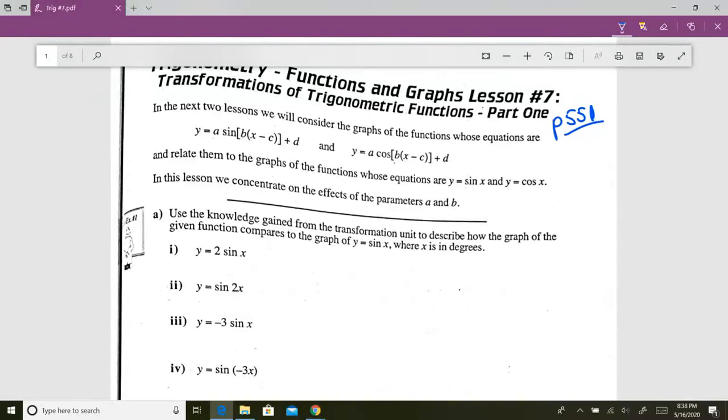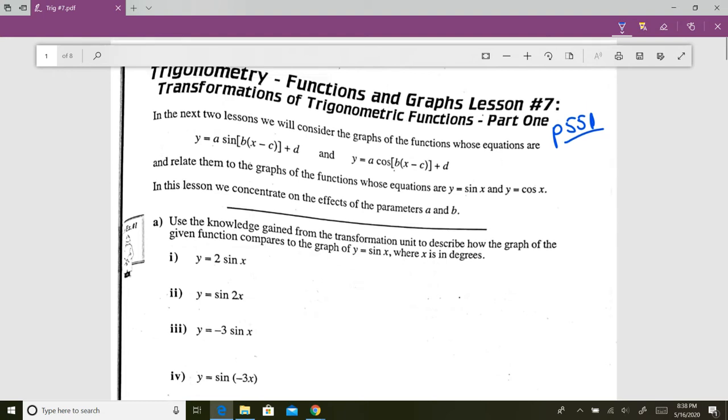All right, everybody, we're on lesson number 7, page 551. We are starting to do big graphs, just a continuation of lesson number 6, but we're introducing transformations. So the very first unit that we learned.